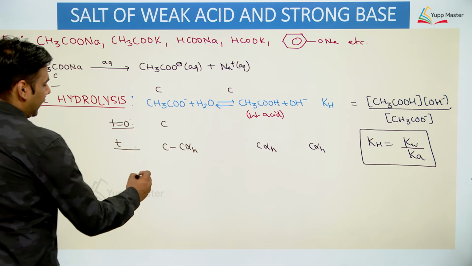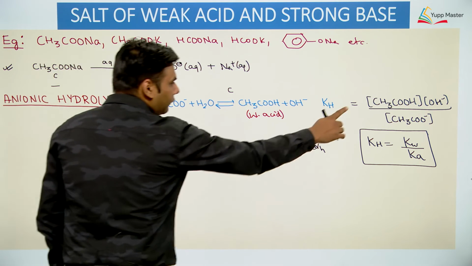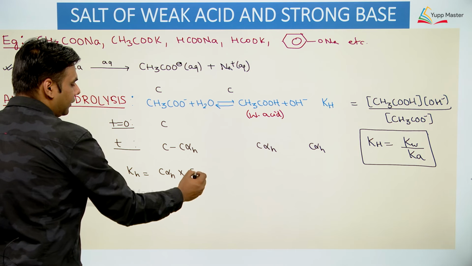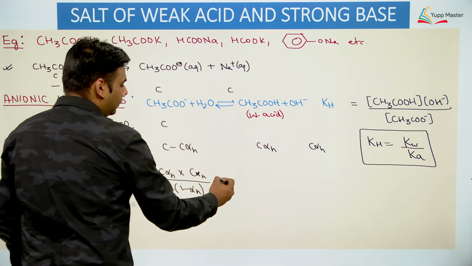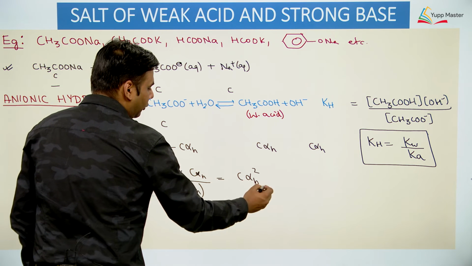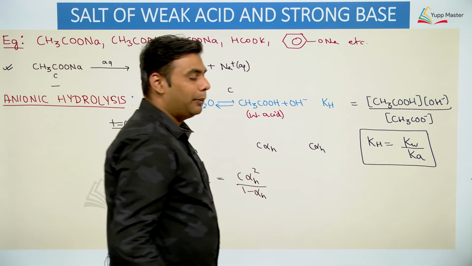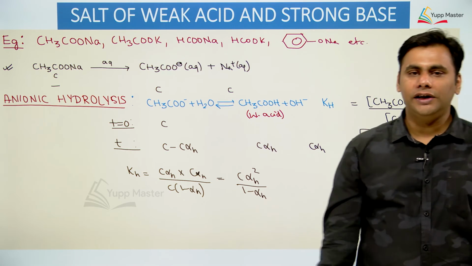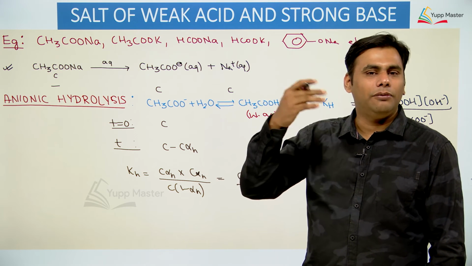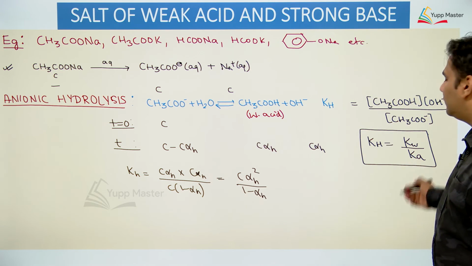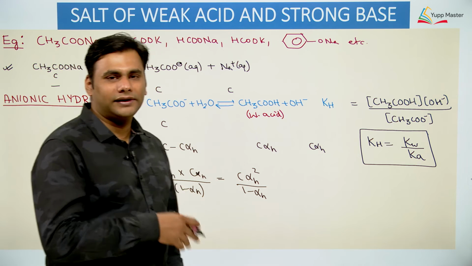So, basically if we write the expression of Kh over here, this would be C alpha H concentration of this into concentration of this divided by concentration of acetate ion. So, when you cancel out, it becomes C alpha H square upon 1 minus alpha H. Now, the same approximation will hold true over here also, because Kw is having a value of 10 raised to minus 14. Ka will have value of 10 raised to minus 3, minus 4, minus 5, minus 6. So, obviously, when you divide Kw by Ka, you will definitely get a factor that is equal to 10 raised to minus 6, minus 7.